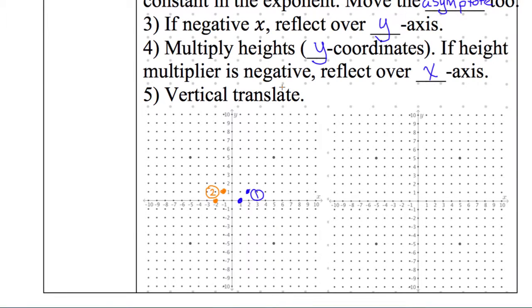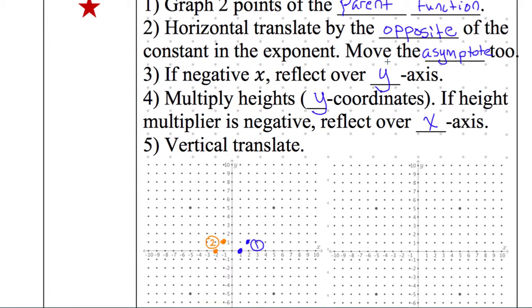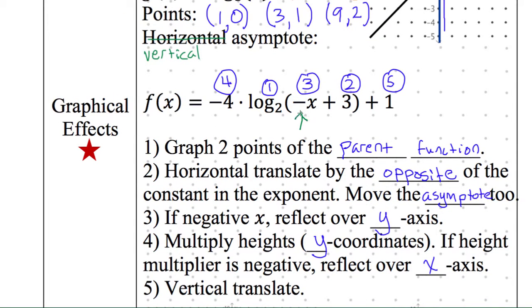All right, step number 3. Who can do it for us? What am I doing? Reflect over what, Gio? The x-axis. So give me 2 of those points. I actually don't know. It's actually not the x-axis, it's the y-axis. How do you know it's the y-axis? Because I'm on step number 3. If it's a negative x, it's a negative x. Never mind. Just kidding. Dude, you're the one who said it was the x-axis.